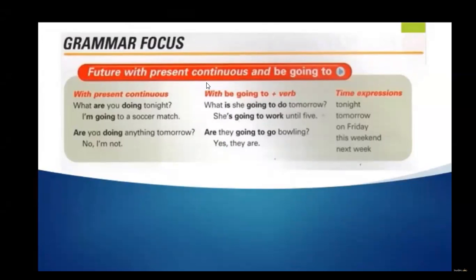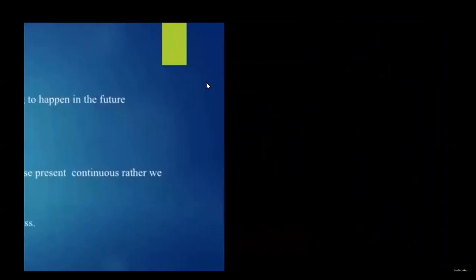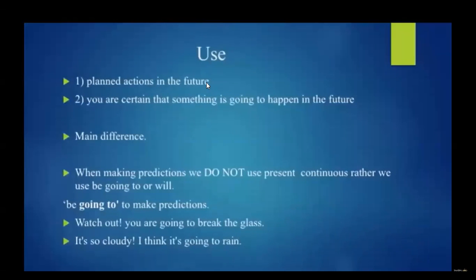With be going to plus verb. What is she going to do tomorrow? She's going to work until 5. Are they going to go bowling? Yes, they are. As you could see, we have two possible ways to express future. We may use present continuous as well as be going to talk about it. It is important to know that we may use present continuous and be going to when we planned actions in the future. Also, when we're certain that something is going to happen in the future. We want you to know as well that when we predict, we do not use present continuous. Instead, we use be going to.